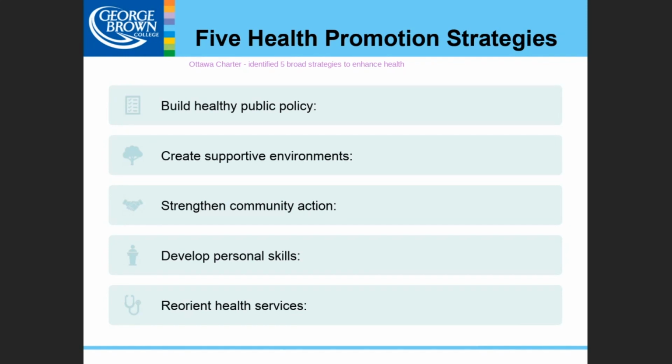The one that falls under build healthy public policy. So it's really when a nurse is trying to persuade decision makers to adopt the healthiest options. And then they follow up and make sure that those policies have been put into place.